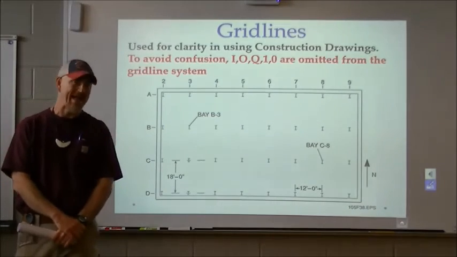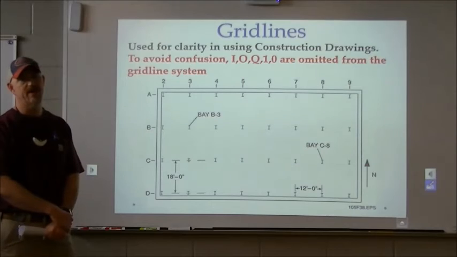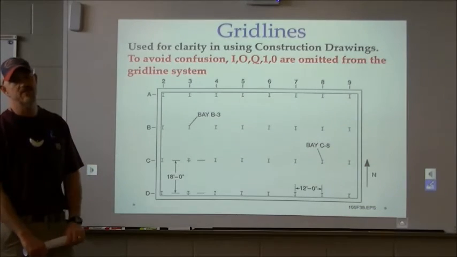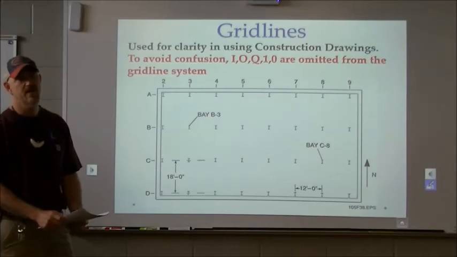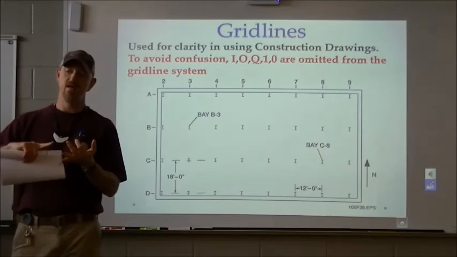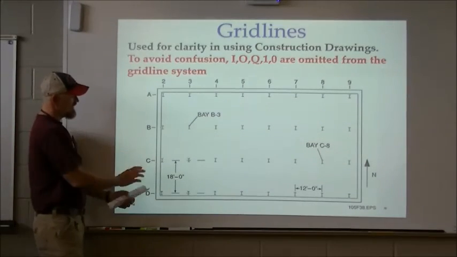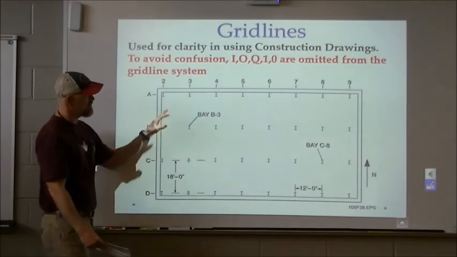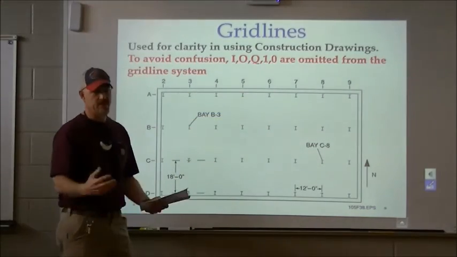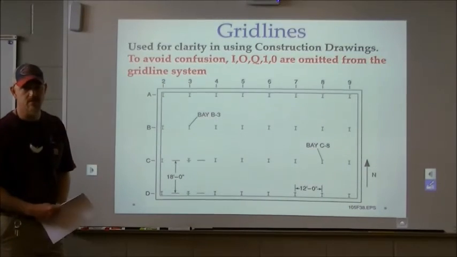Okay, grid lines. These are used a lot of times on foundation plans, and they're used to help us find certain places and used to help with clarity on construction drawings. Now, let me back up here. You can look down one side, we've got A, B, C, D. And then across the top, we got 2, 3, 4, 5, 6, 7. Now, you might notice that the number 1 is missing.